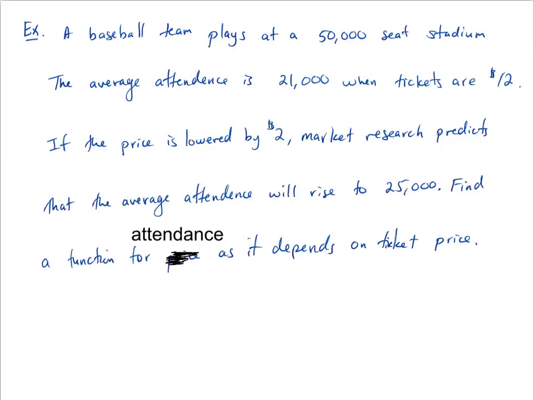So how does attendance to the games depend on price? The first thing we need to do is determine which one's the independent variable and which one's the dependent variable. And the wording of this should give it away. Attendance depends on price. So price is the independent variable. That's what we usually call x. And then the attendance will be y. So y depends on x, attendance depends on ticket price.